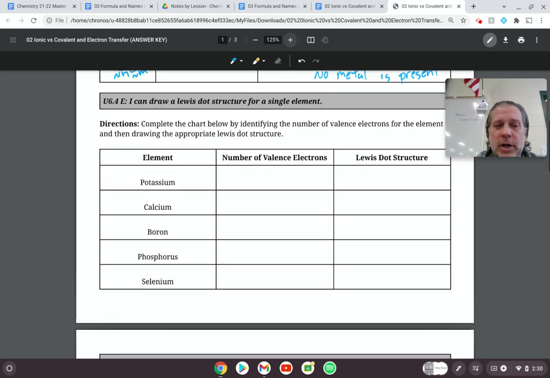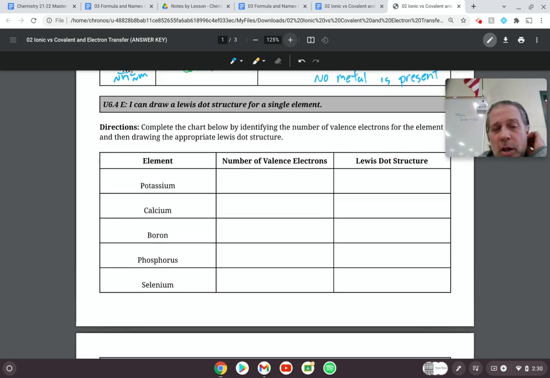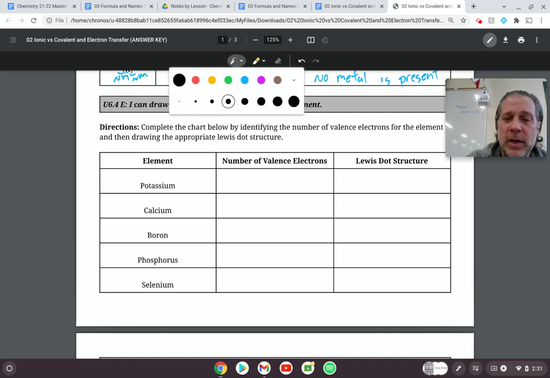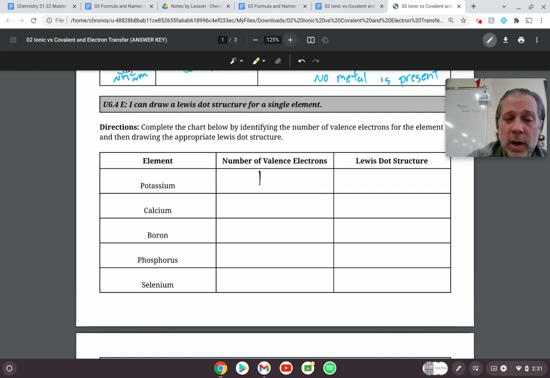All right, the next section here, you are drawing Lewis dot structures for single elements. You may recall from the periodic table lesson on Tuesday that we gave you the charge for each column on the periodic table, but we also gave you the number of valence electrons for each column. So I'm going to go through and fill these things in for you. I know that potassium is in the first column and it has one valence electron. And so I'm going to go down the list.